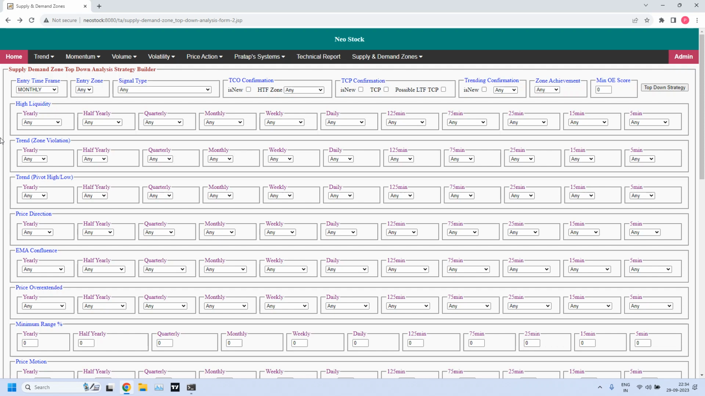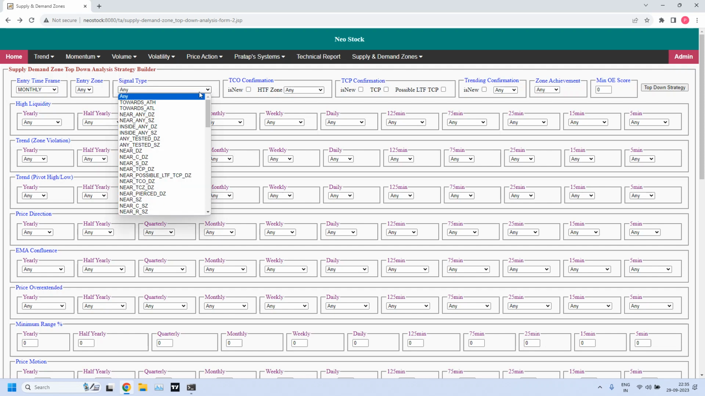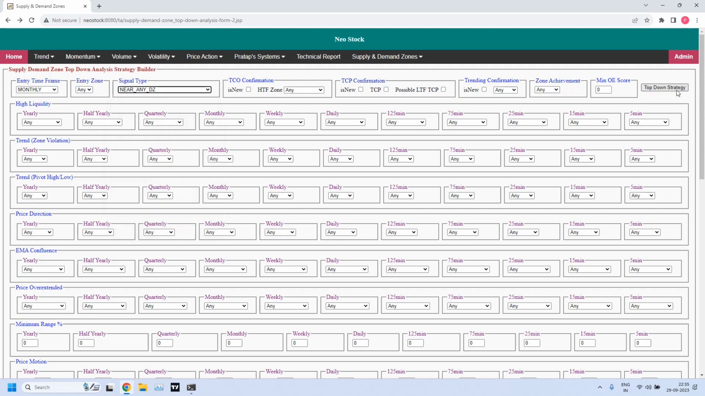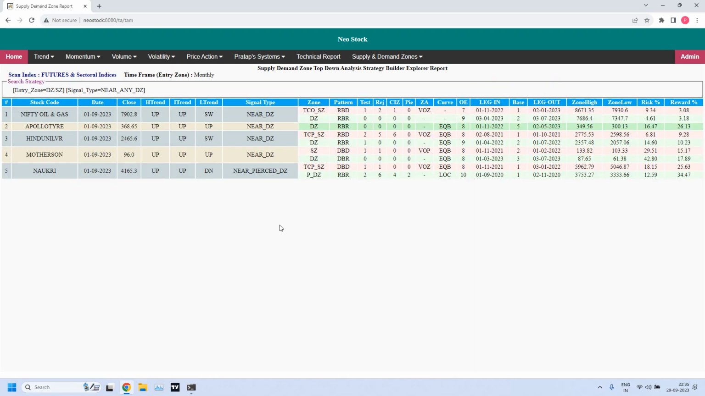Let us generate demand and supply zones for the monthly candle opened on 1st September 2023 and closed on 29th September 2023. So entry time frame is monthly. Let us find the stocks which are near to the monthly demand zone. So these five stocks are near to the monthly demand zone. So let's go back.